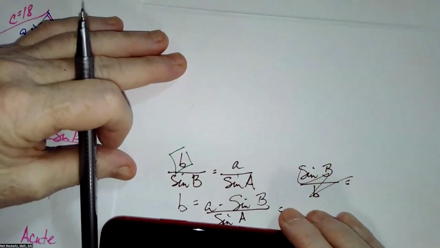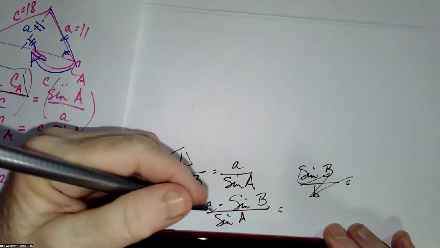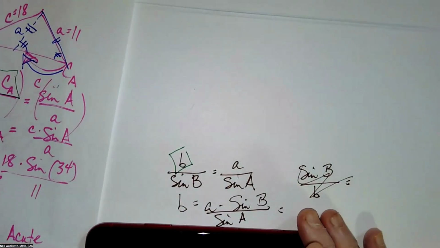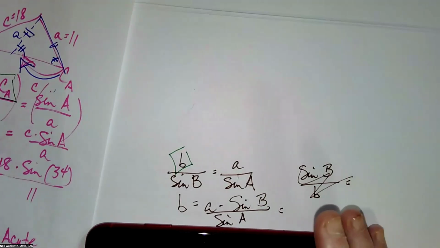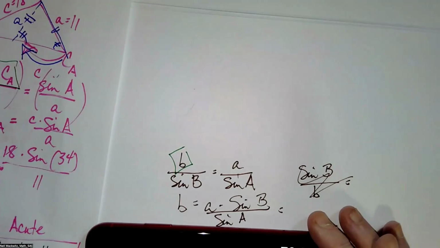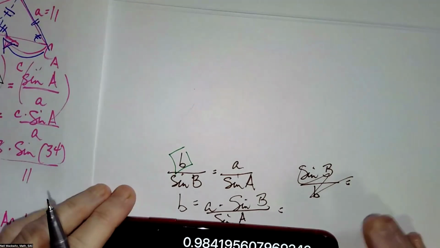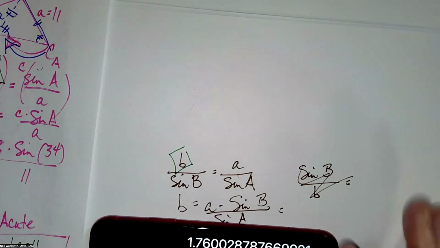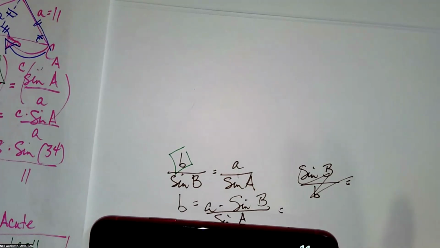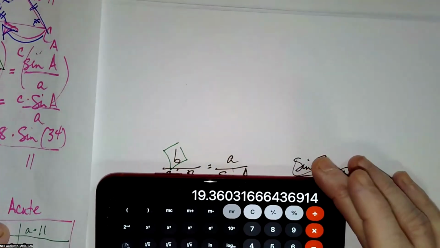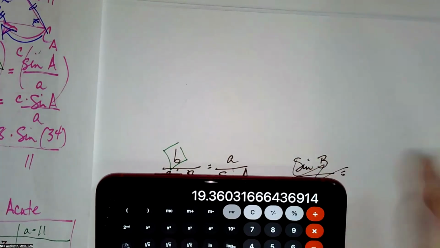So let's do the sines first. We've got 79.8 sine divided by 34 sine, and then times little a, which is 11. And we get that side B is 13.4.